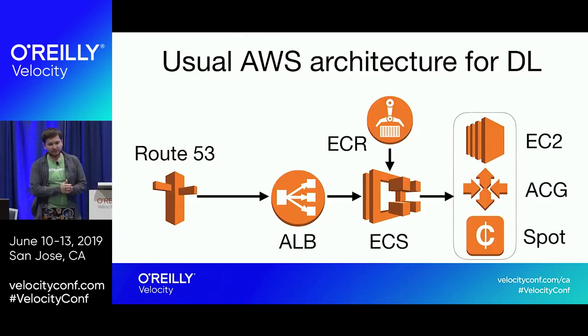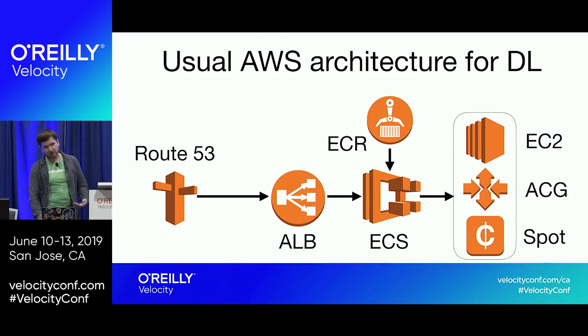So that's how inference architecture usually looks like, which is just an API, a deep learning API. You have Route 53, you have a load balancer, you have a cluster. Within the cluster, you have the scaling group and spot instances, and the ECR for keeping the Docker container. It's very basic, just the simplest architecture.